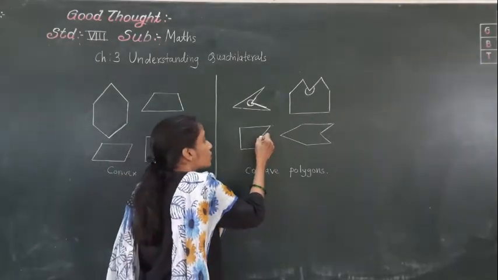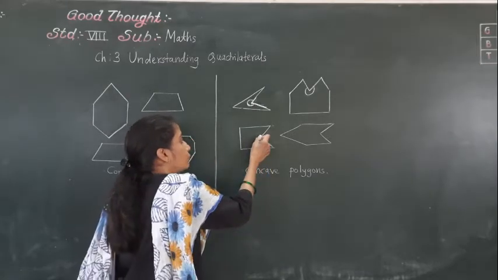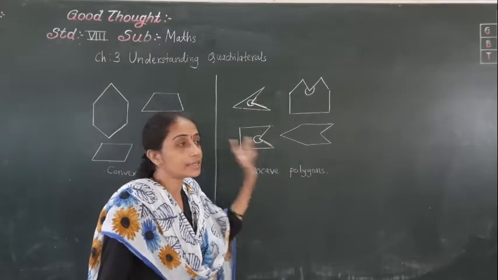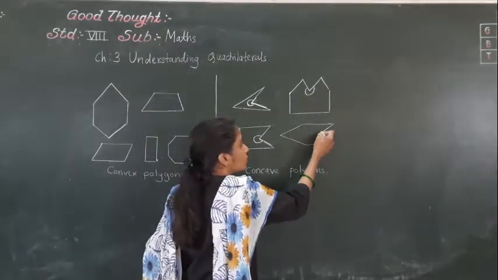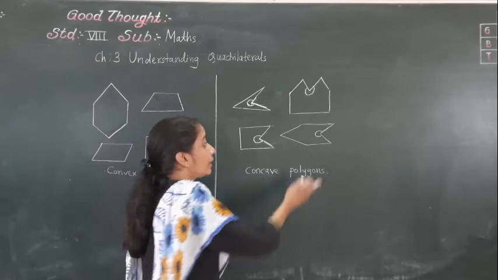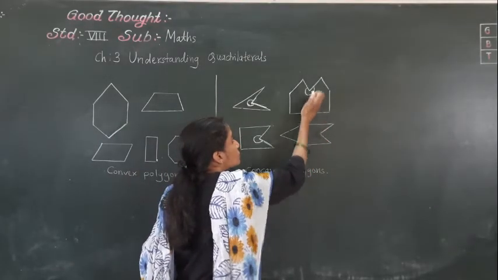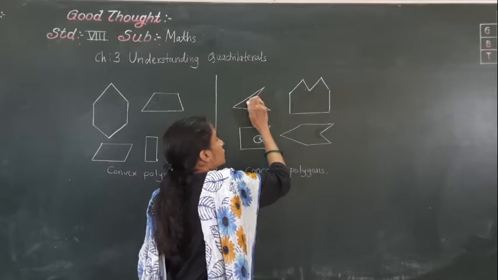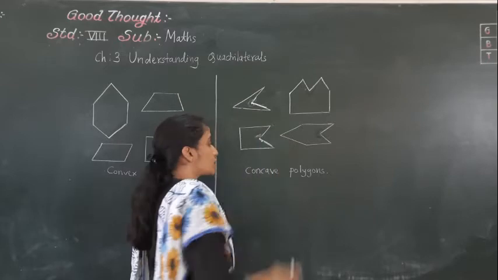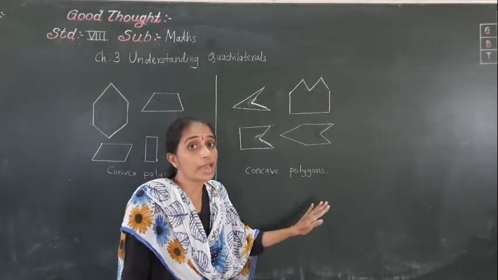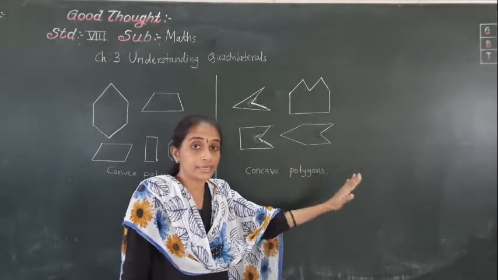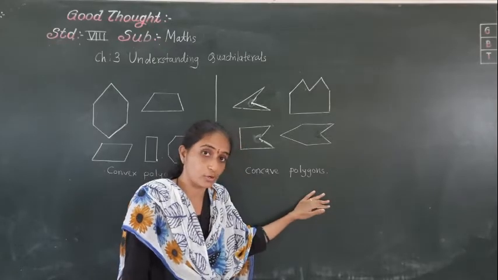Okay. Now, if you observe in this figure also, the measurement of this angle is more than 180 degrees. And in this figure also, this angle's measurement is more than 180 degrees. So, for these figures, we have to say concave polygon. Why do we say concave polygon for these figures? Because one of the angles of this figure is more than 180 degrees. So, these figures are concave polygons.